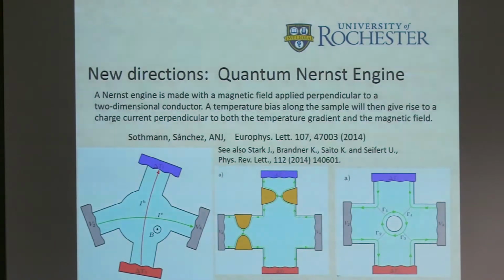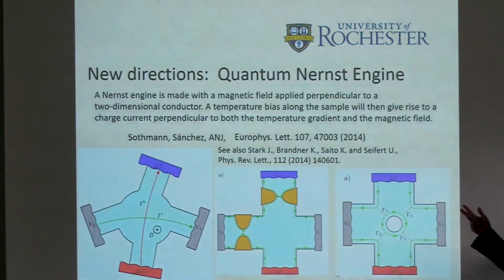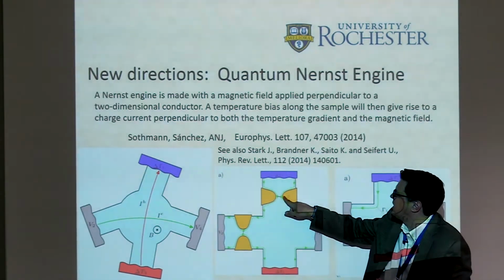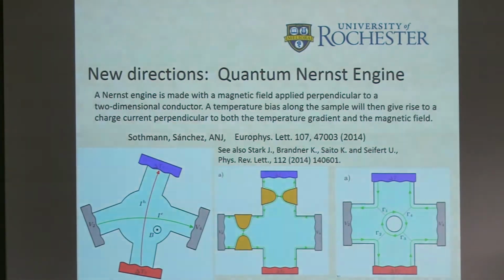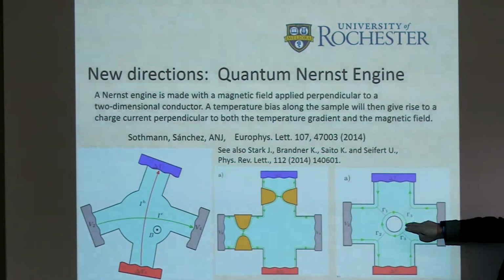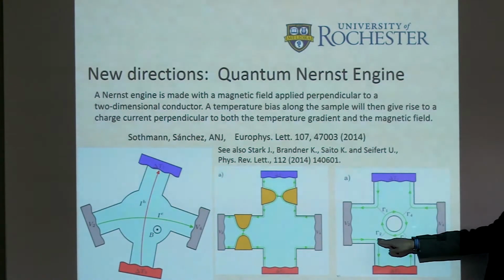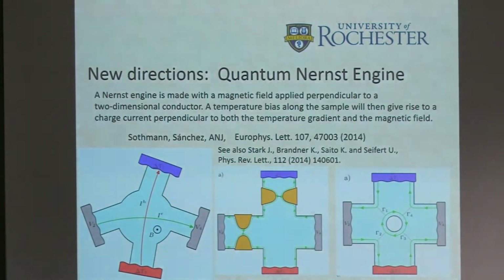The same principles are true with this engine as before. I need a temperature difference, I need to break the symmetry, and I need nonlinearity. The nonlinearity comes now from these quantum point contacts that have an energy-dependent transmission here. Or we could do something like this. We could put an antidot in the middle here where I could have orbits that go around this antidot or scatter between edge states like this. So either one of these will work and then realize this quantum Nernst engine.